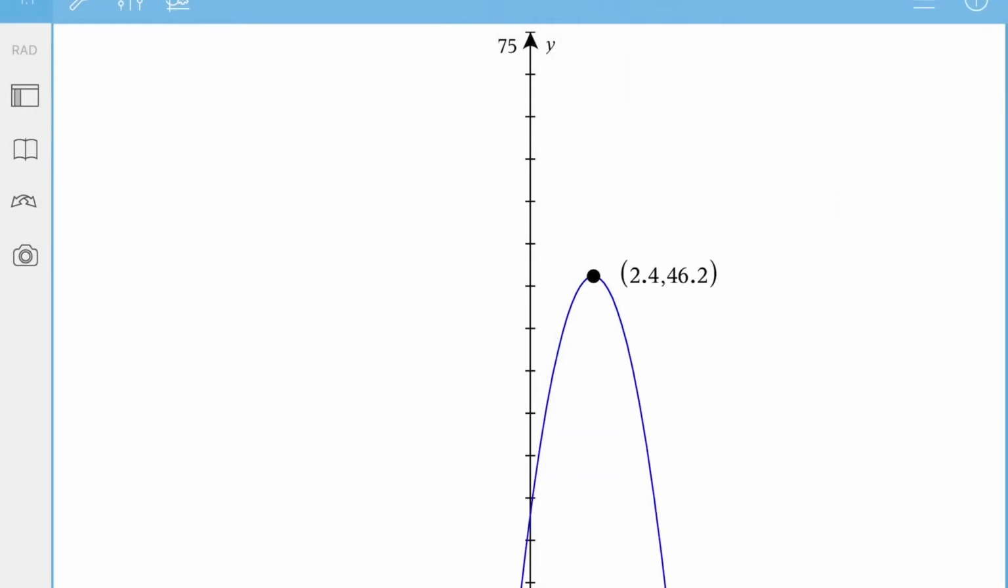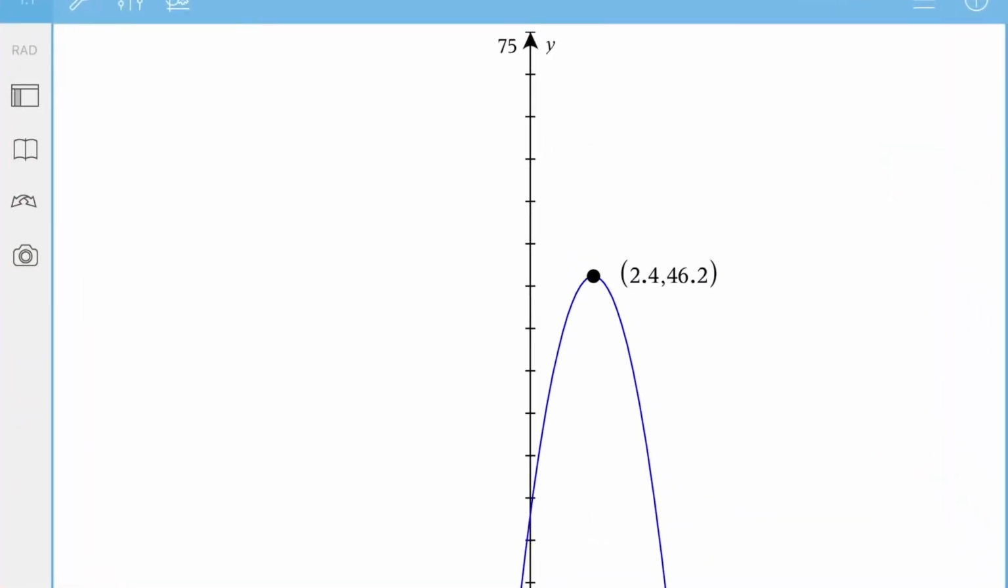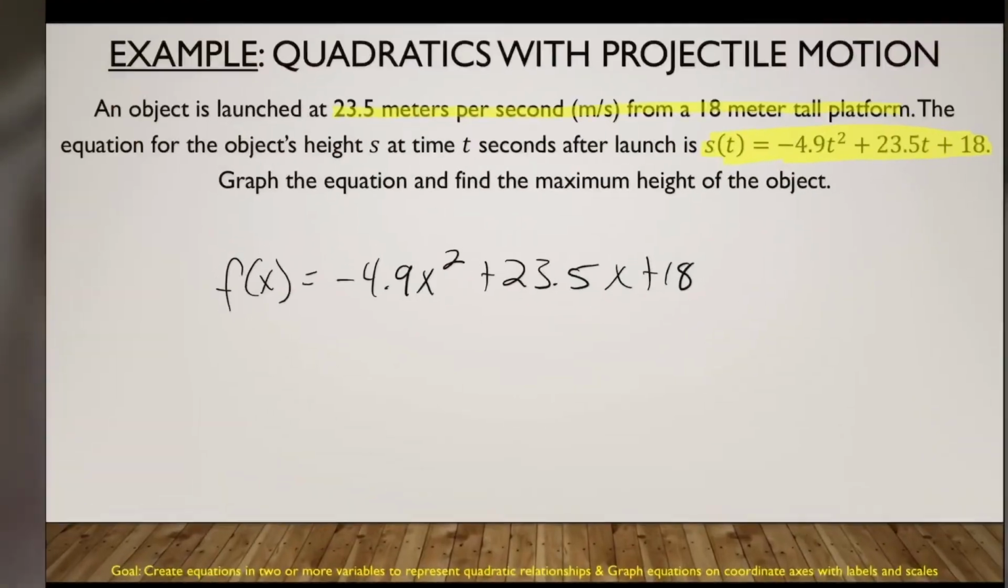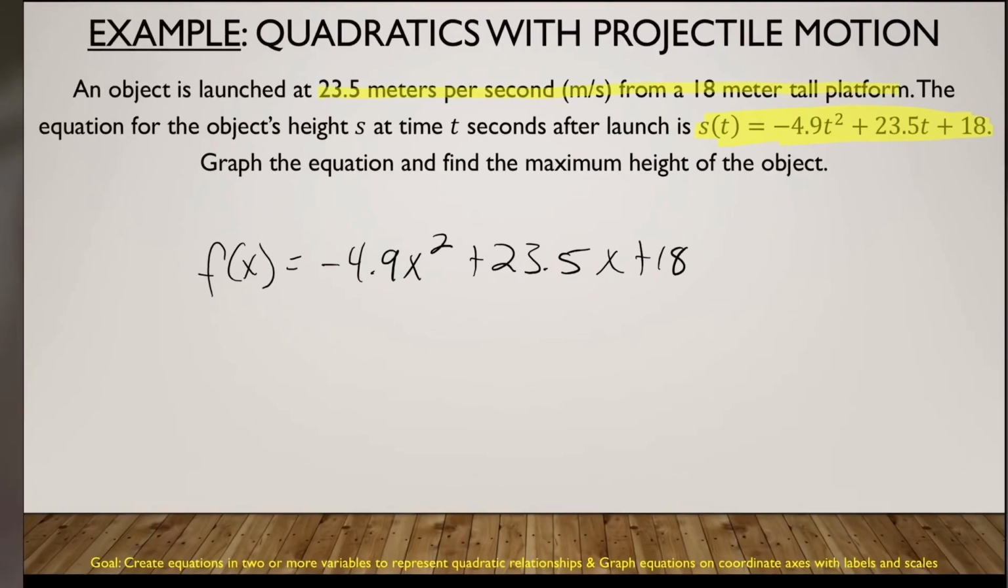So that 2.4 is how many seconds it's in the air, 2.4 seconds, and it reaches a maximum height of 46.2. The question asks us to graph the equation and find the maximum height. We know that my y value is my height, which is 46.2 feet, or meters in this case, and it occurred at 2.4 seconds. So we said it was 46.2 meters.